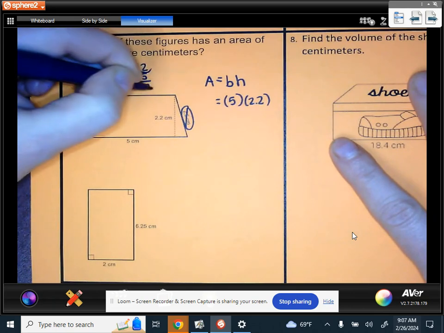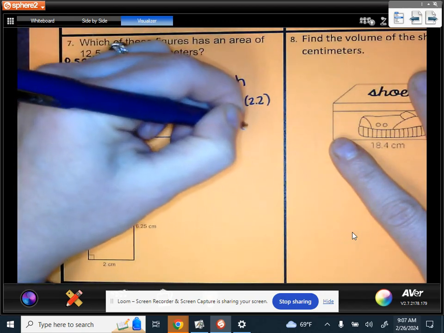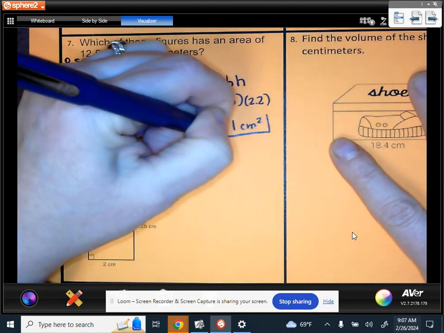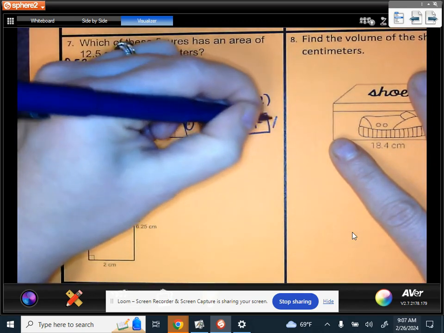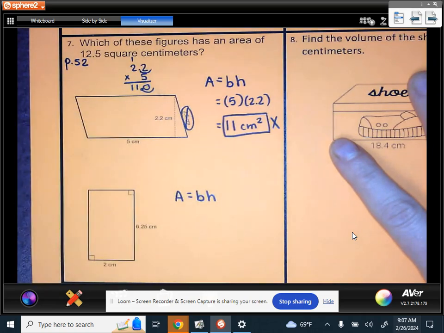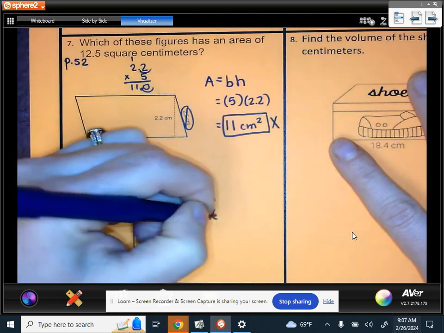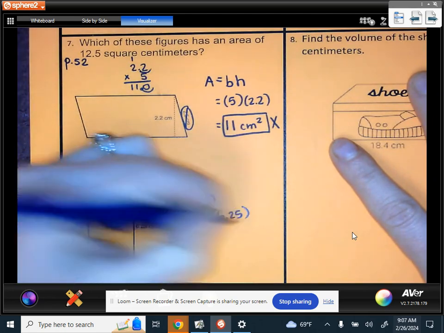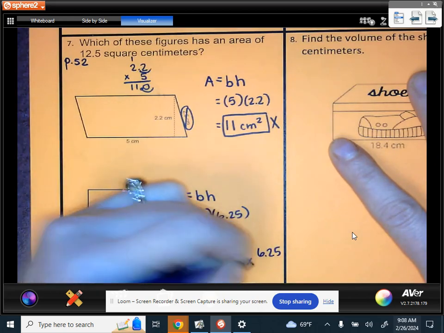We have 1 decimal place. So that's going to give me 11. That gives me 11 square centimeters. So I think it's probably going to be this rectangle, but let's double check because that was not what we were looking for. Area of a rectangle is also base times height. So the base of this rectangle is 2. The height is 6.25. So I'm going to come over to the side and work that out.